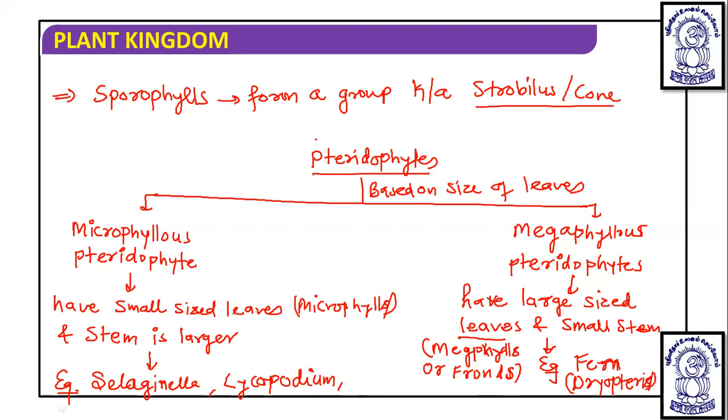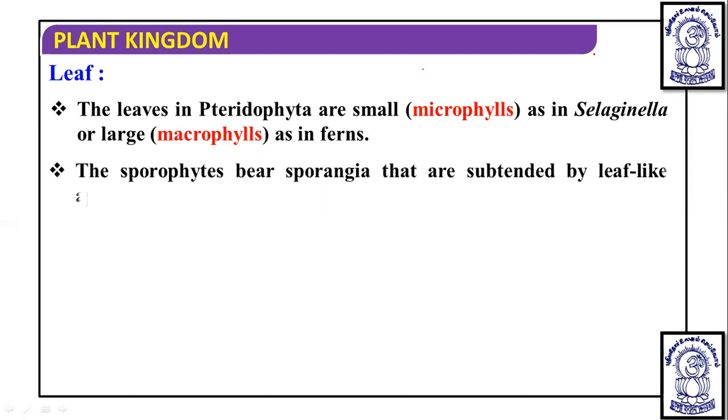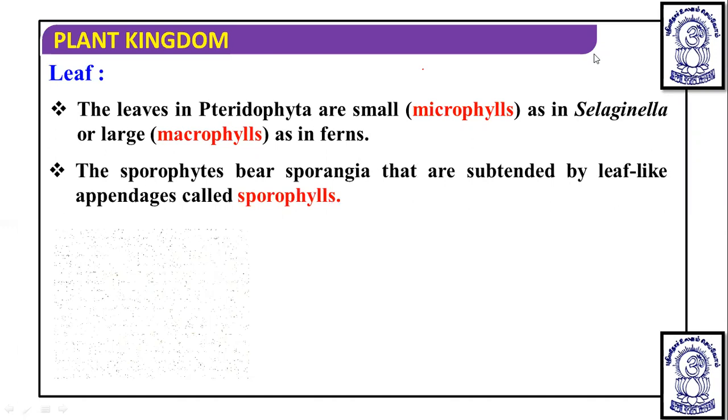Okay, so this is the thing with respect to the two types of leaves based on size. As we have discussed, the leaves in pteridophyta are small, known as microphylls, as in Selaginella, and large, macrophylls, as in ferns. The sporophylls have sporangia that are subtended by a leaf-like appendage called sporophyll. Means these sporangia are present on the sporophylls.